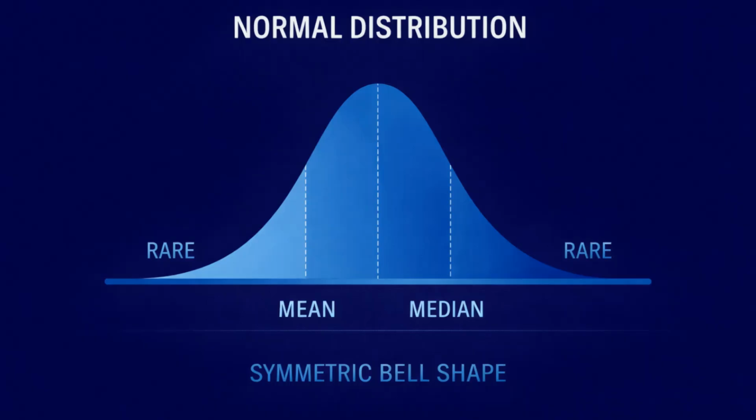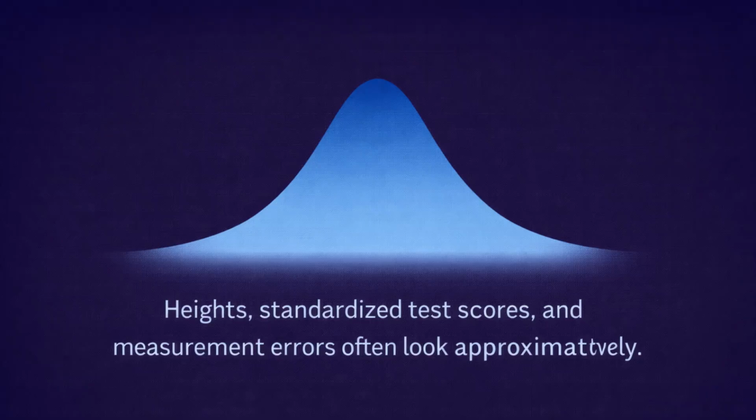Now let's talk about data shape. One common shape is the normal distribution. A normal distribution looks like a symmetric bell. When data are normal, most values are near the center, and extreme values are rare. In a normal distribution, the mean and the median are the same. Heights, standardized test scores, and measurement errors often look approximately normal.